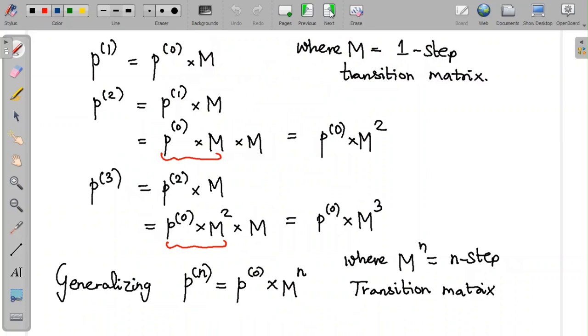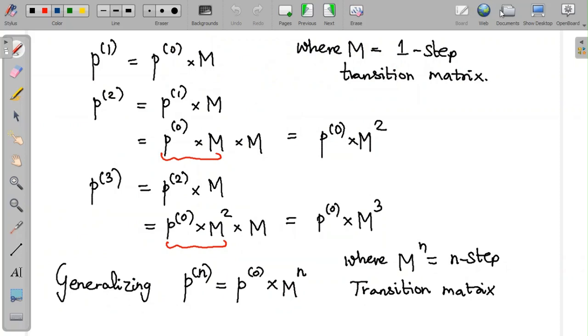To give you a hint of how these equations work, we look at P1, which is the probability after one time step. We multiply the initial probability P naught with the transition probability matrix. To find P2, we multiply P1 by M, or effectively, we multiply P naught by M square. Similarly, to find P3, we multiply P naught by M cube. We can generalize this and arrive at the expression for Pn, the probabilities after n time steps. To get these probabilities, we can multiply P naught by the nth power of the matrix M.